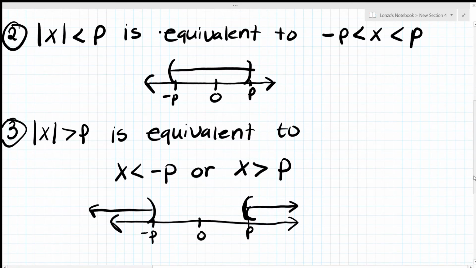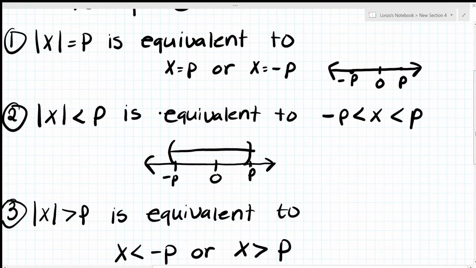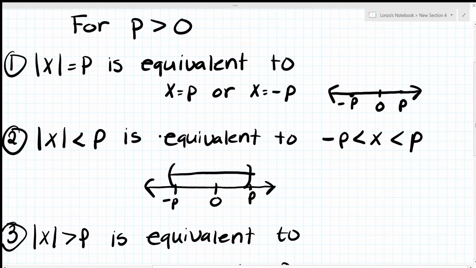Rule 3: when you have an absolute value greater than, when you have a greater than sign, it's going to be an "or" problem. So it's really saying x is less than negative p or x is greater than p. So know the difference. Less than, it's an "and." Greater than, it's an "or." And that's the 3 rules. So all you have to remember: the first one, a regular absolute value, is just 2 answers, positive p and negative p. If it's less than, it's going to be an "and," and if it's greater than, it's going to be an "or."